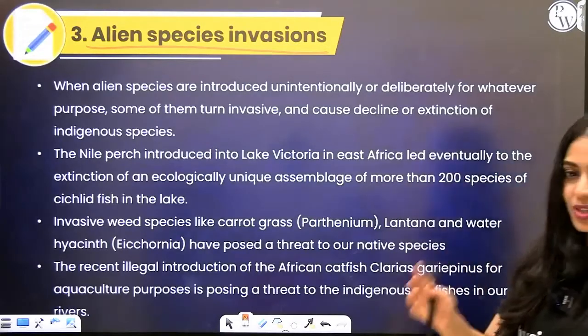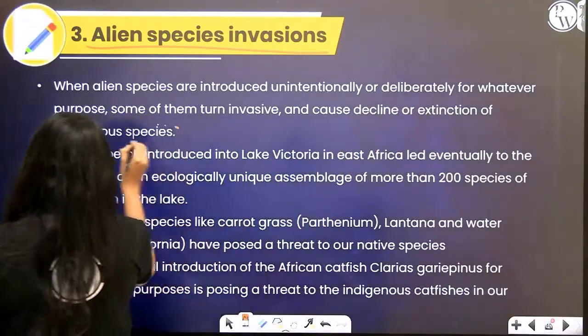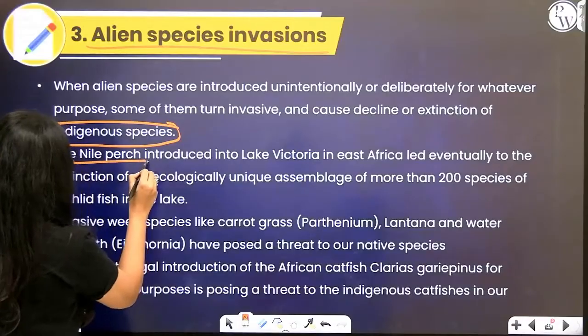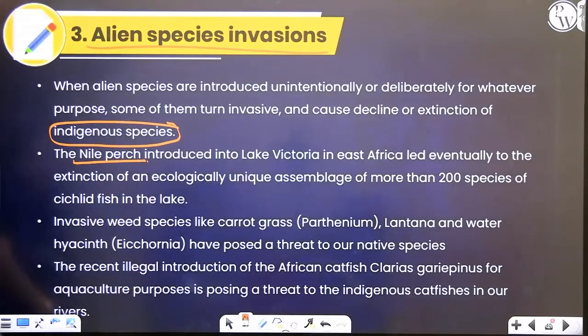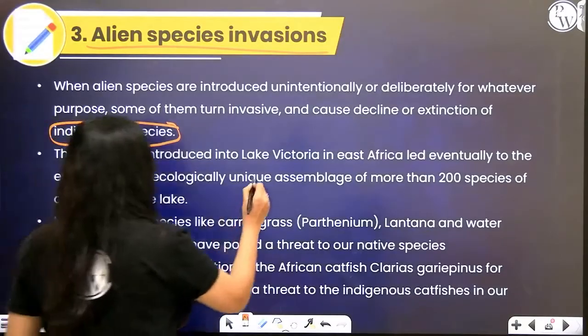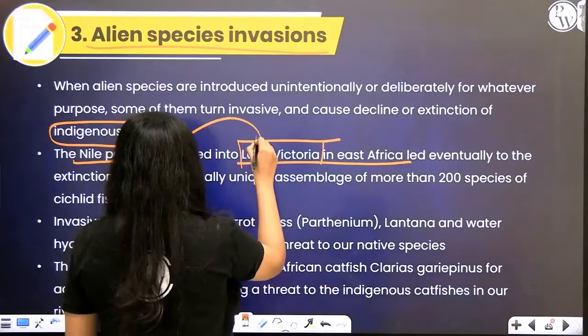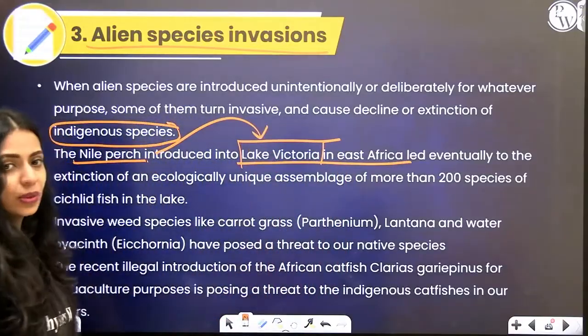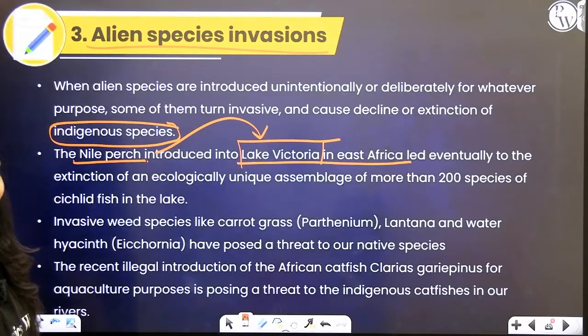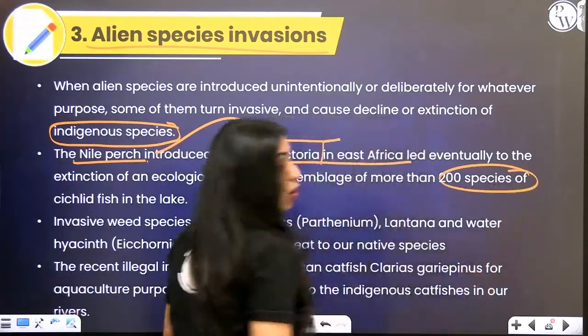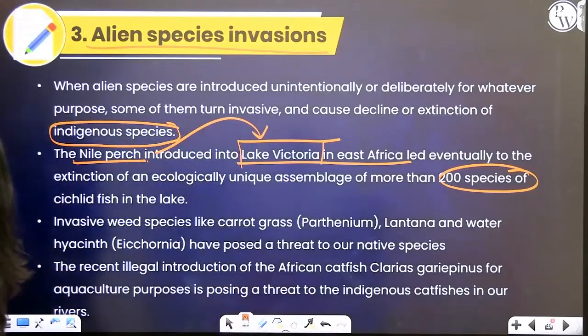Whatever species have been present there since the beginning, naturally present there, they are called the indigenous species. There is this fish called Nile perch. In East Africa, there's a lake called Lake Victoria. This Nile perch was introduced into Lake Victoria. Eventually, it led to the extinction of more than 200 species of indigenous fishes in that area.